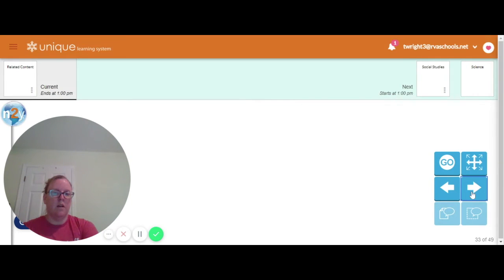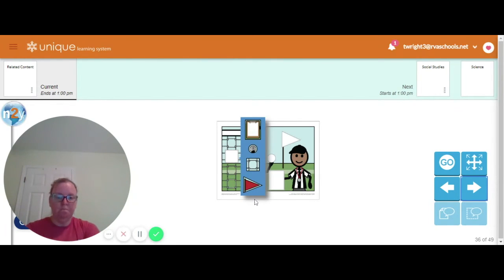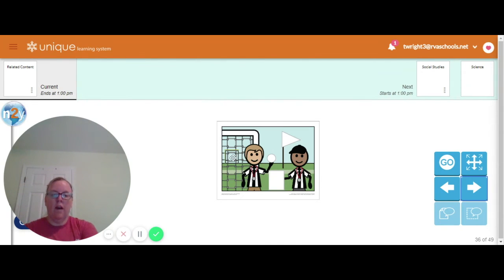Okay, we're going to get to our next page. All right. So in the picture, I see a square, a circle, a triangle, and a rectangle. Let's match. Let's find a square. Point to the square to fix the goal. If you pointed here, you are correct.